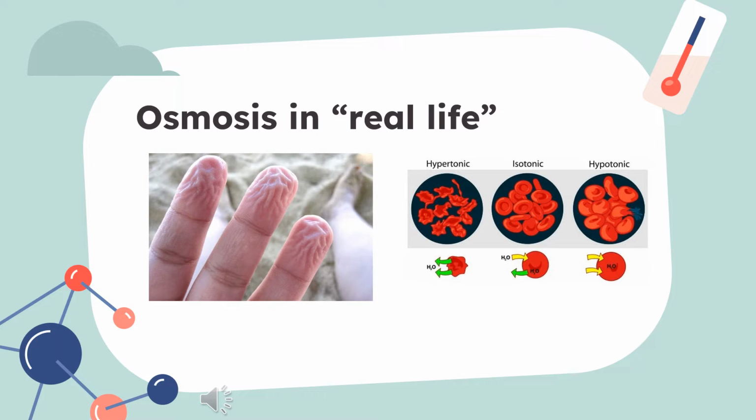And in isotonic, this is a normal blood cell. This is a blood cell with equilibrium. And then for the third one, hypotonic, this is a cell with too much water, and this cell will actually burst, thus leading to death.